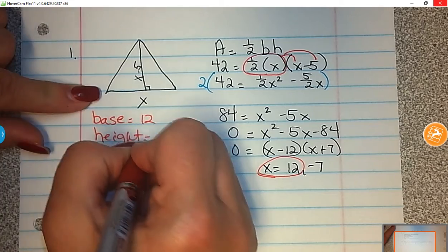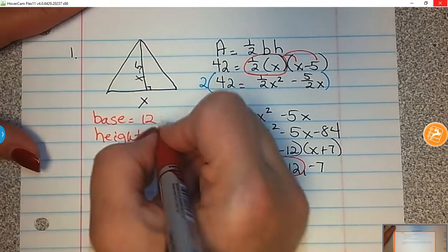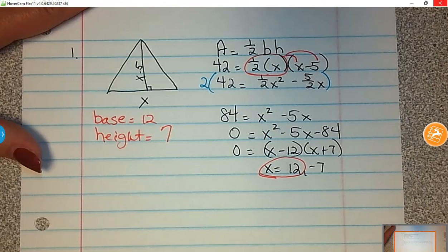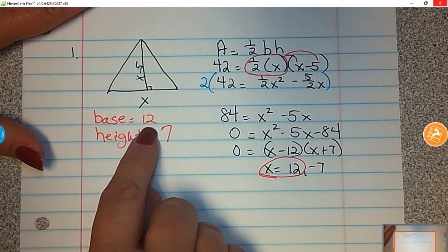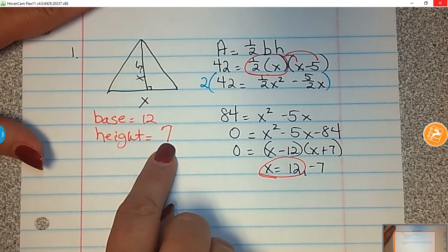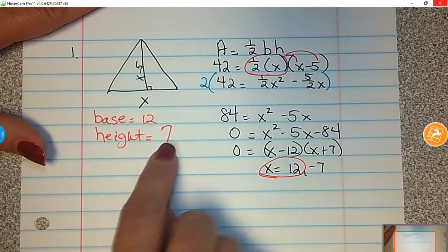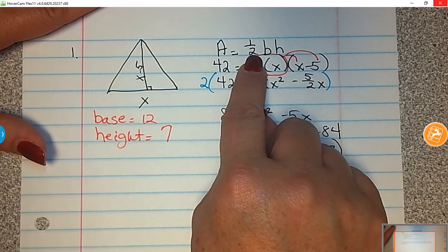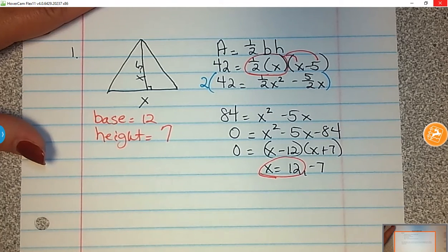So the height is going to be 12 minus 5. It is 7. Now you can double check that by taking your base times your height. 12 times 7 is 84. Multiply it times the half that's in the formula and that gives me 42, which is what my area was supposed to be. It's what they told me.